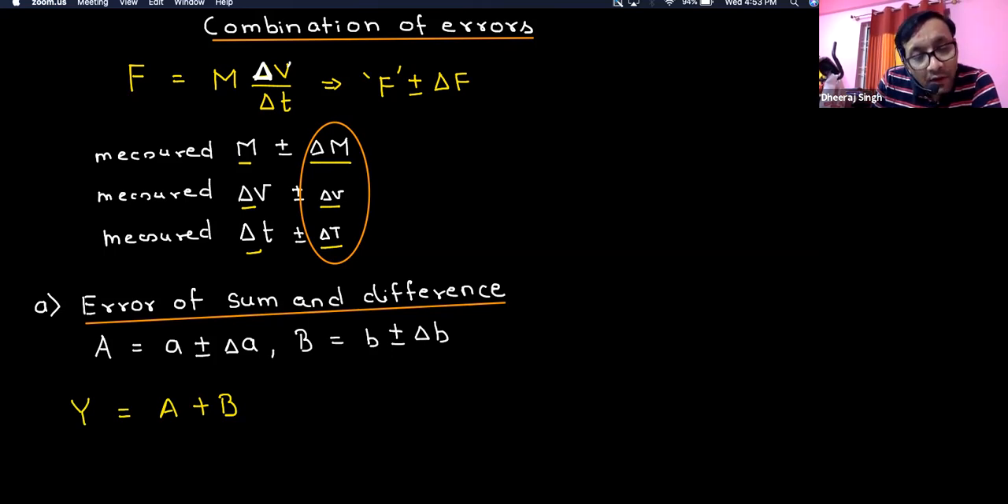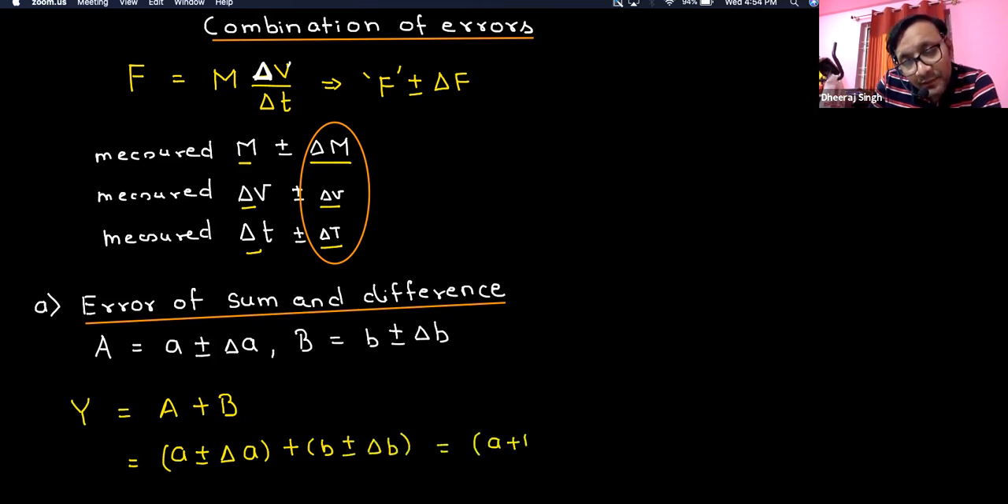So when you add it up, it will become A plus minus delta A plus B plus minus delta B. And you can see here, it becomes A plus B plus minus delta A plus minus delta B. So what is the error in Y if I write Y as small y plus minus delta Y? So delta Y will be what?